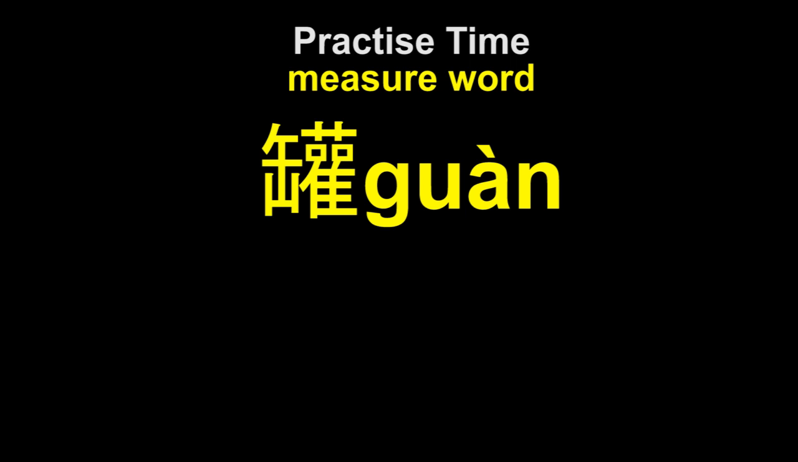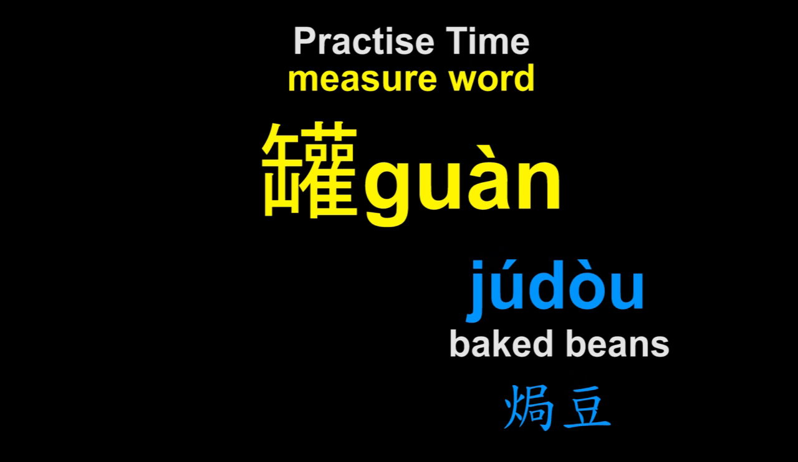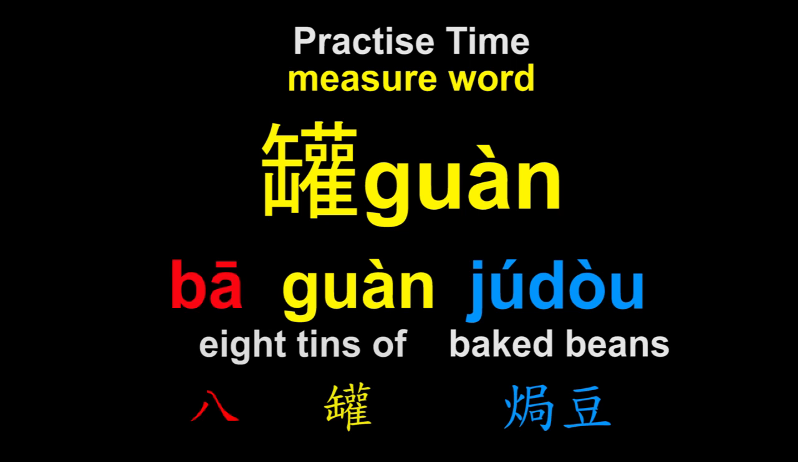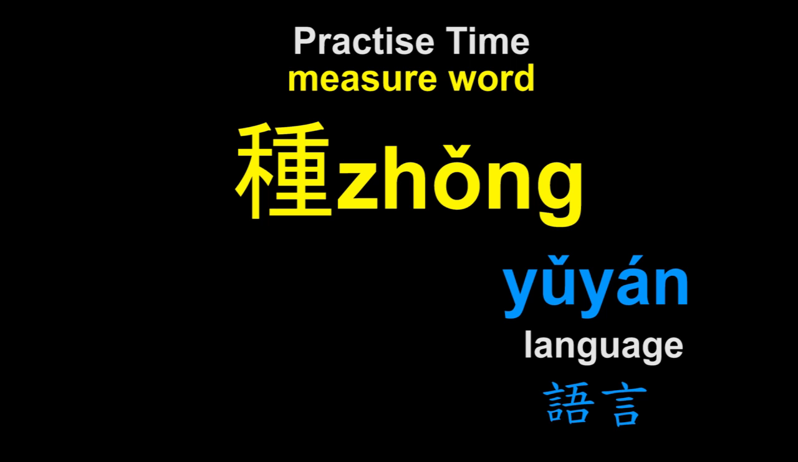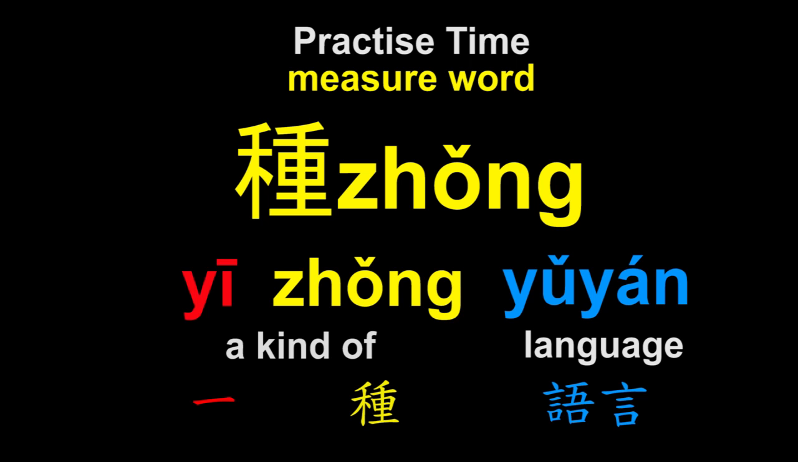Measure word. 罐. Baked beans. 焗豆. Eight tins of baked beans. 八罐焗豆. Measure word. 种. Language. 语言. A kind of language. 一种语言.